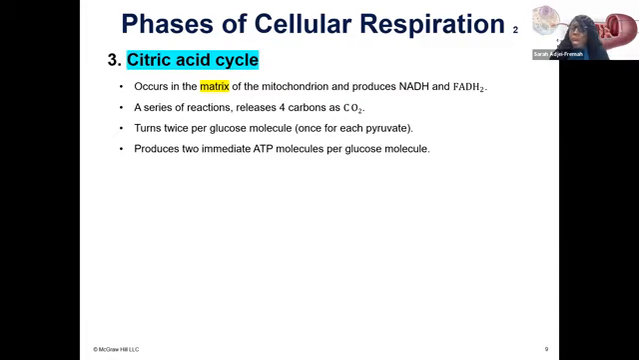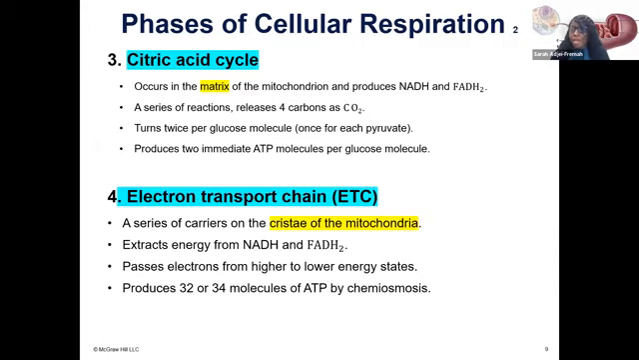Now, when you take 1 molecule of glucose, you get 2 pyruvate being produced during glycolysis. So the citric acid cycle is going to go twice. It's going to take 1 pyruvate at a time and give you a byproduct, and you're going to take another pyruvate and also give you another byproduct.